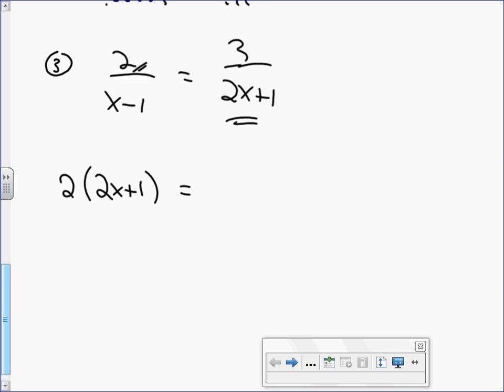And then I have to multiply this denominator times this numerator. So that's 3 times x minus 1. Okay? All right, now distributive property on both sides. See what you get.